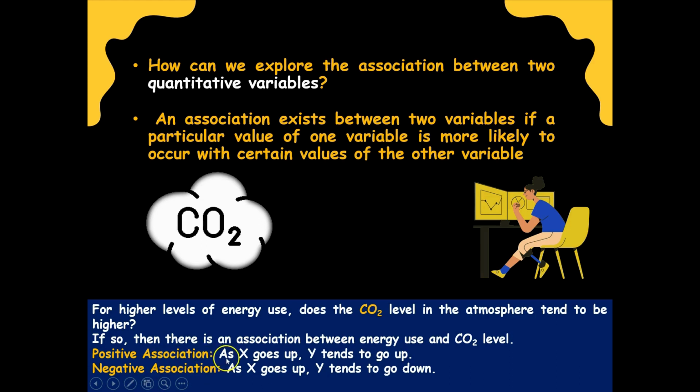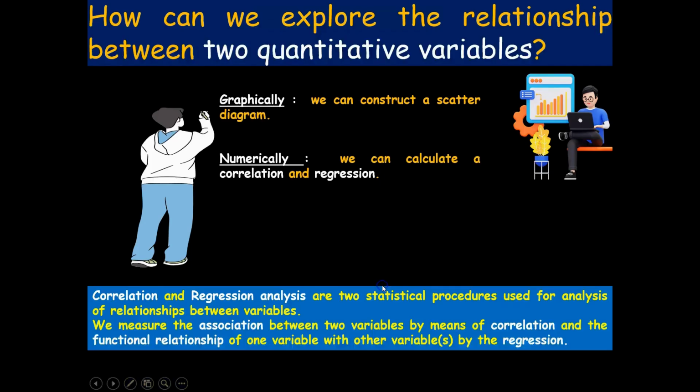In case of positive association, as one variable goes up, the other variable tends to go up also, or as one variable moves in one direction, the other variable also moves in the same direction. In case of negative association, as one variable goes up, the other variable tends to go down, or we can say the variables move in opposite directions.